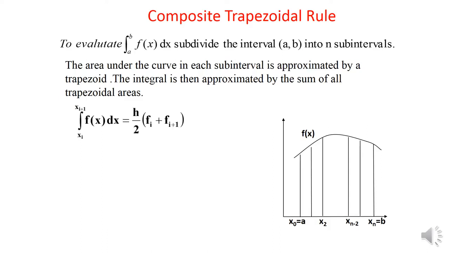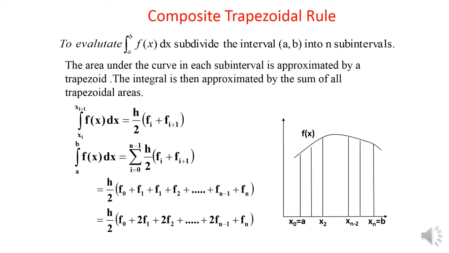The integral is then approximated by the sum of all trapezoidal areas. So what we do, we take the integral from xi to xi+1 of f(x) dx, and we use the 2-point trapezoidal formula, which is h/2 (fi + fi+1). Now we take all the trapezoids, so i takes values from 0 to n - 1, and we take the summation of all these. So this becomes the summation for i = 0 to n - 1 of h/2 (fi + fi+1). So now the limit is here a to b of f(x) dx.